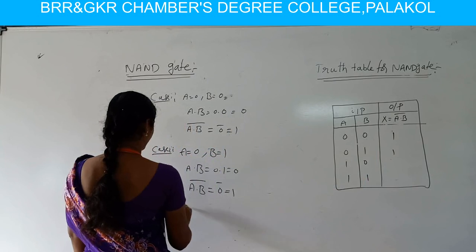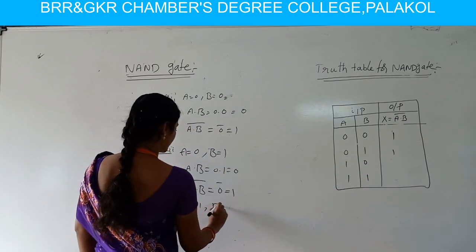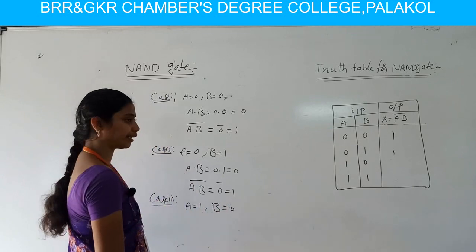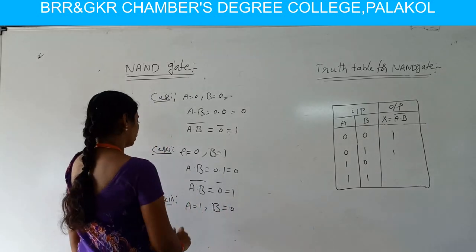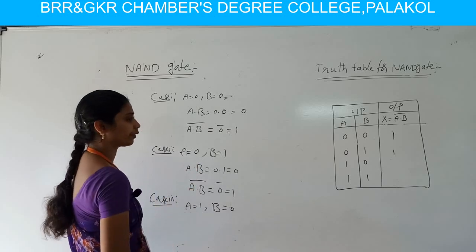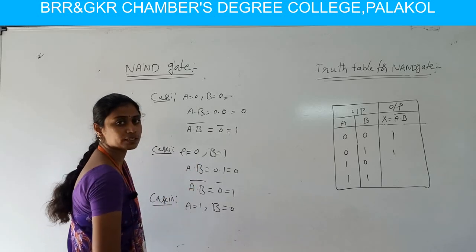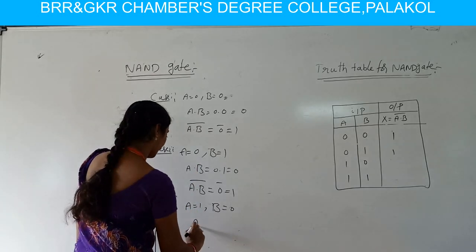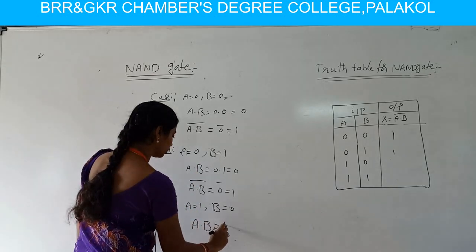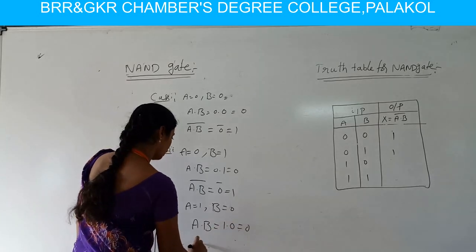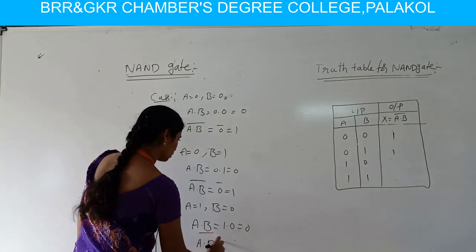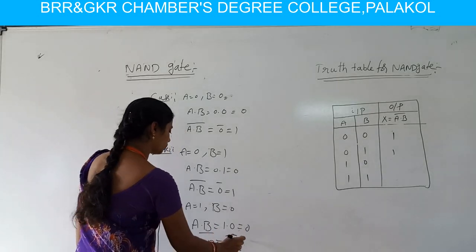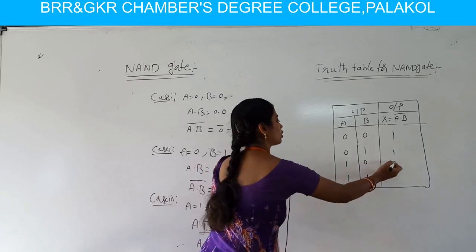In case 3, A is 1 and B is 0. I hope you are following. Previously also we were doing these binary operations. In the NOR gate also we did the same type of calculation, and the NAND gate is similar in this manner. So A dot B, 1 dot 0, means 0. A dot B whole bar, 0 bar, means here also the output is 1.